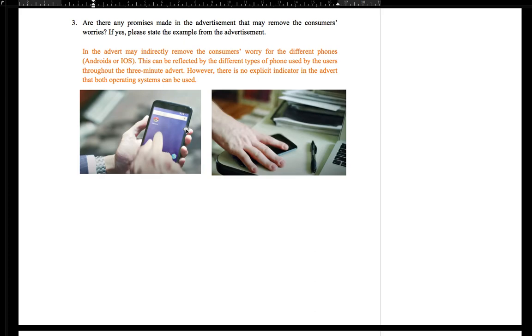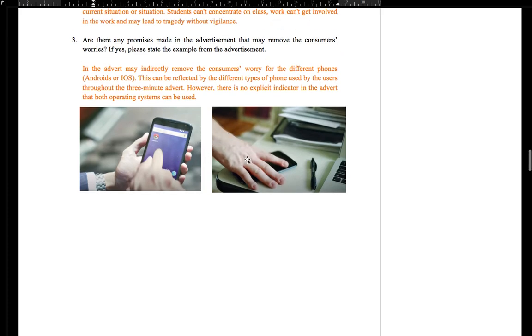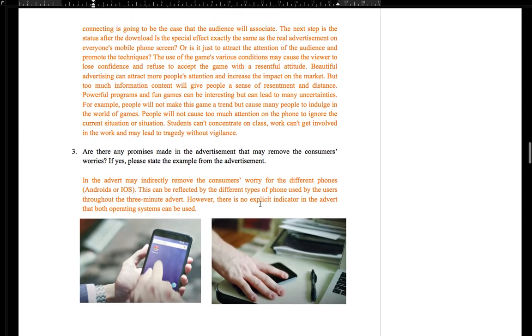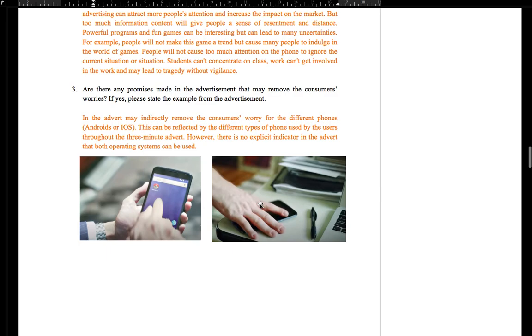As I mentioned, if you want to say yes or if you want to say no, you also have to give some evidence from the advert itself. For the second one, it's not reflected in the downloading process, because in that 3 minutes of video advert, it does not say.